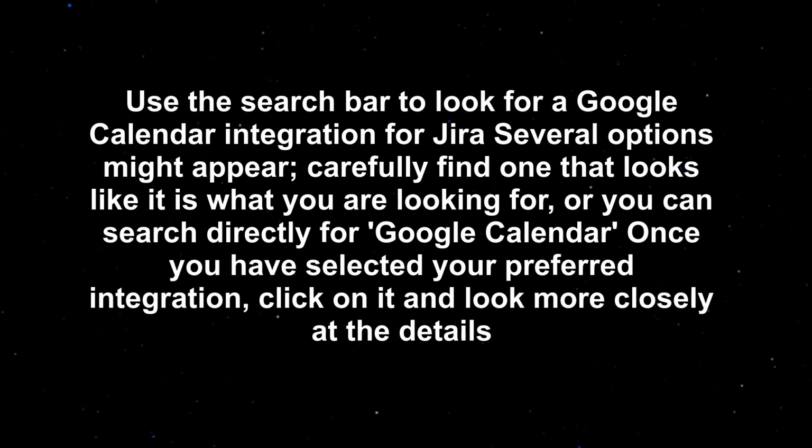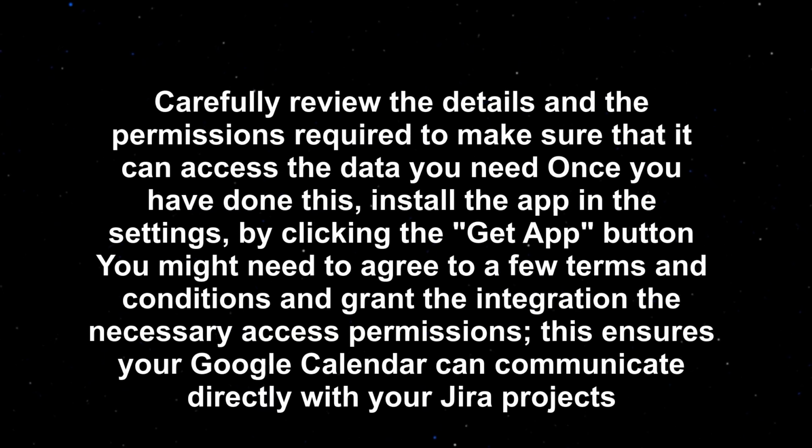Once you have selected your preferred integration, click on it and look more closely at the details. Carefully review the details and the permissions required to make sure that it can access the data you need. Once you have done this, install the app in the settings by clicking the Get App button. You might need to agree to a few terms and conditions and grant the integration the necessary access permissions. This ensures your Google Calendar can communicate directly with your Jira projects.